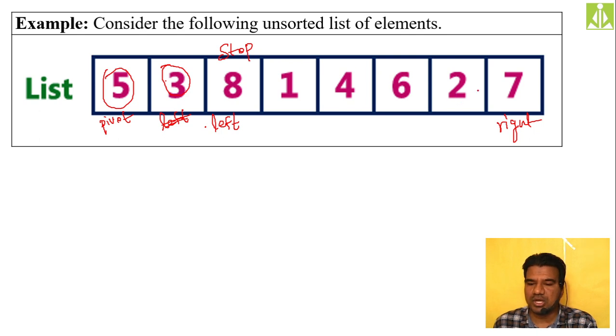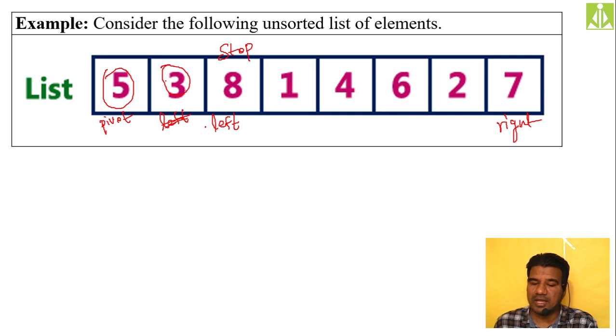Then check over here, right. Do the comparison of list of pivot and list of right. For right, we have to check the reverse, the opposite condition. Here on left we stop if it is greater, but here on right we need to stop if it is smaller. As you can see, 7 is greater than 5.